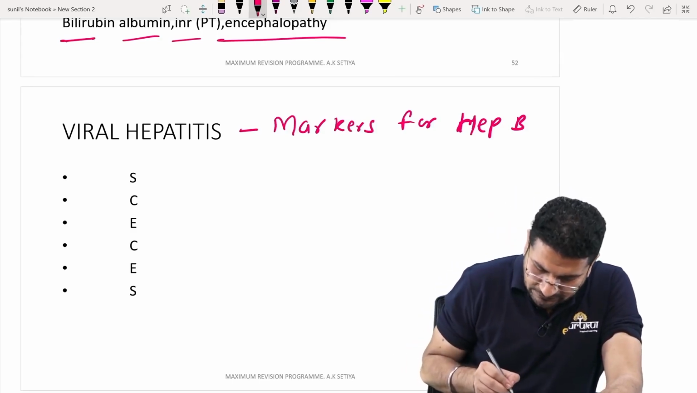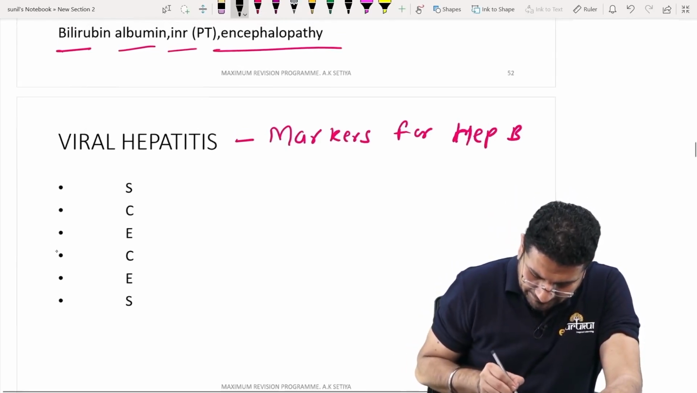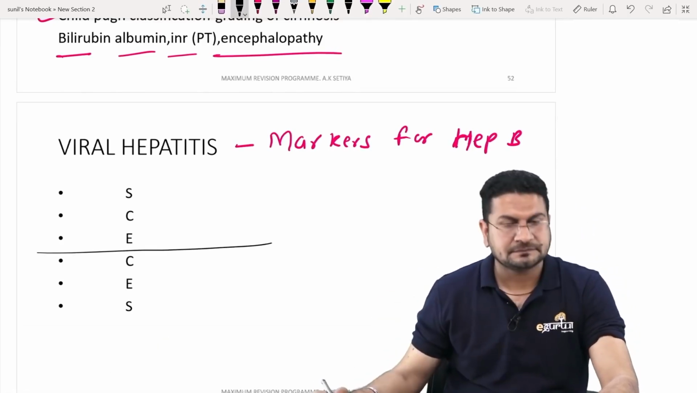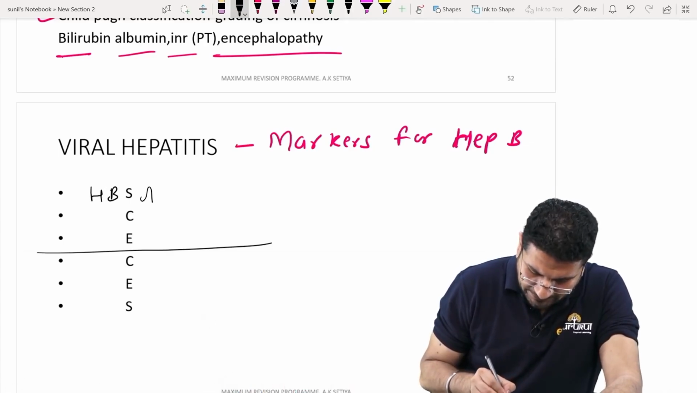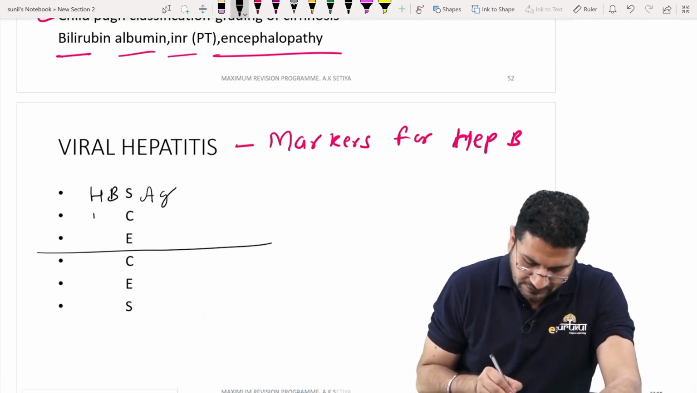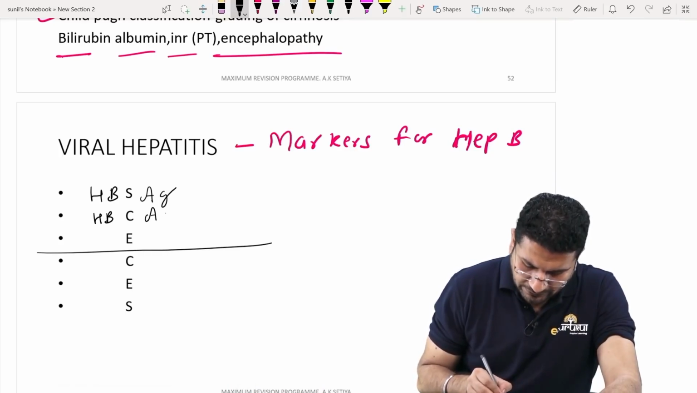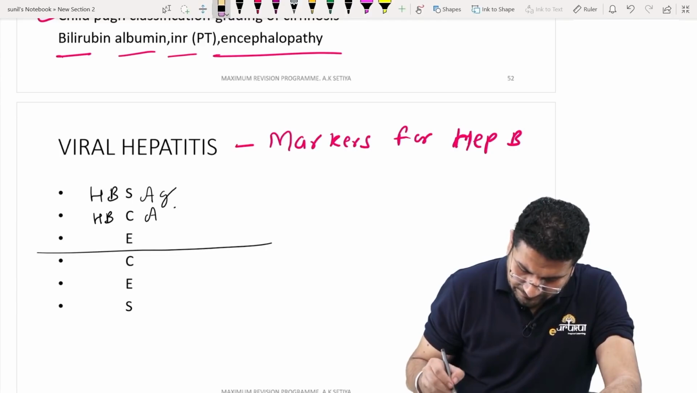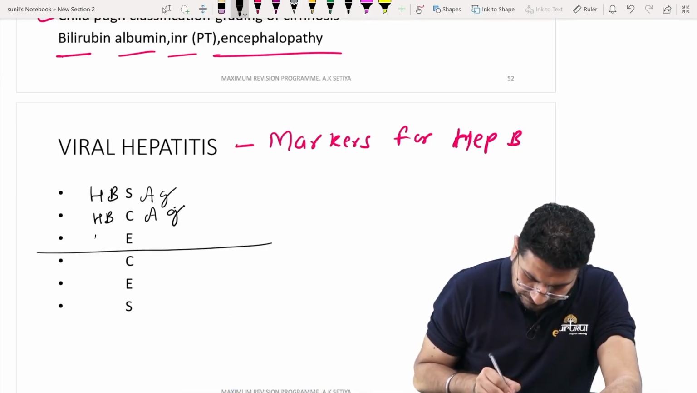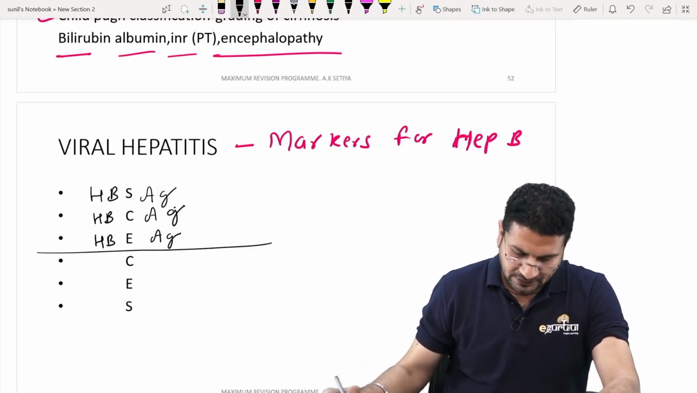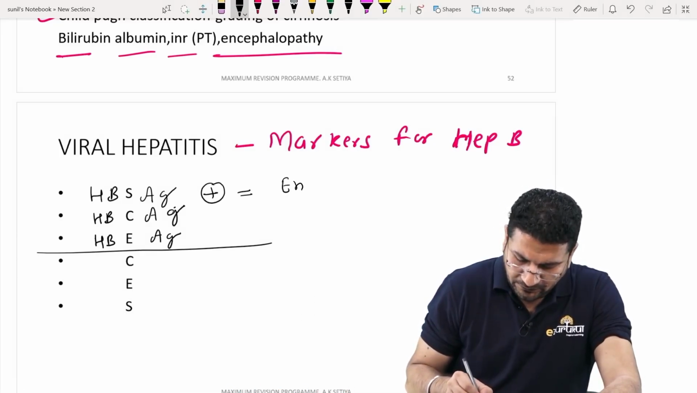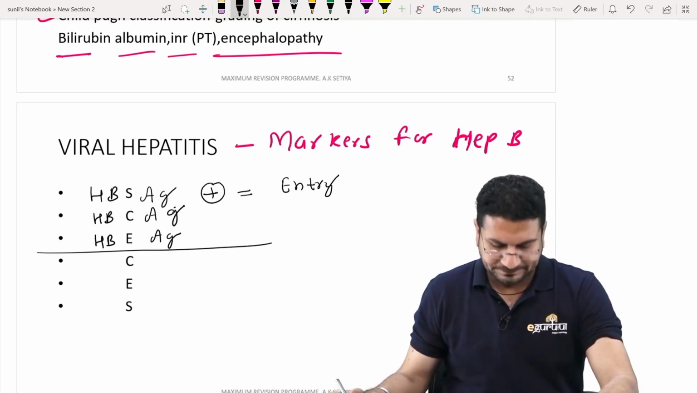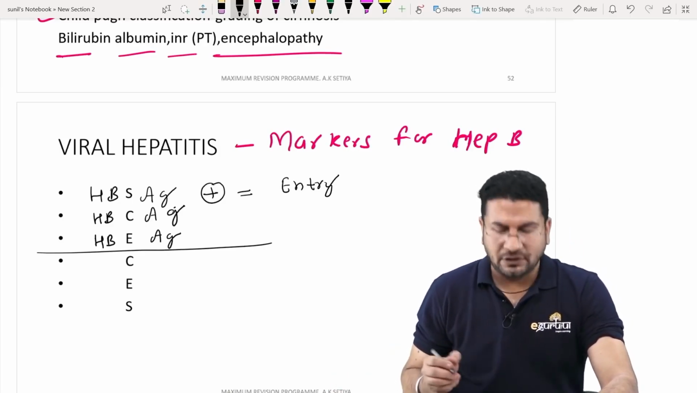So how to solve this type of question: the first three will be a sequence of antigens, the next three will be a sequence of antibodies. So this is your hepatitis B surface antigen, this will be your hepatitis B core antigen, and this will be hepatitis B envelope antigen. So the first three will be the sequence of antigens. If surface antigen is positive, it means this is the marker for viral entry. Core antigen is usually not detected in the laboratory.